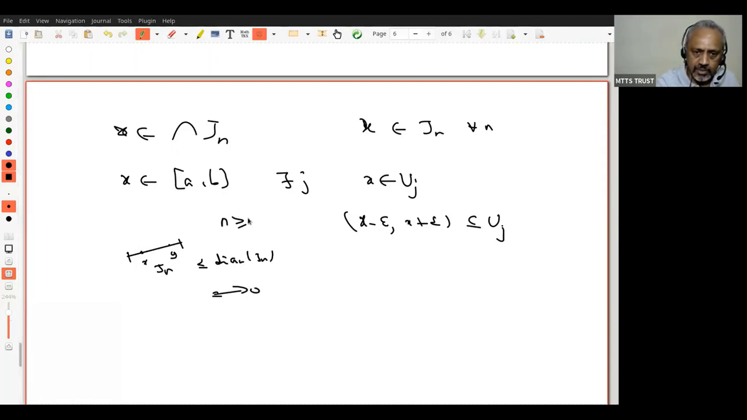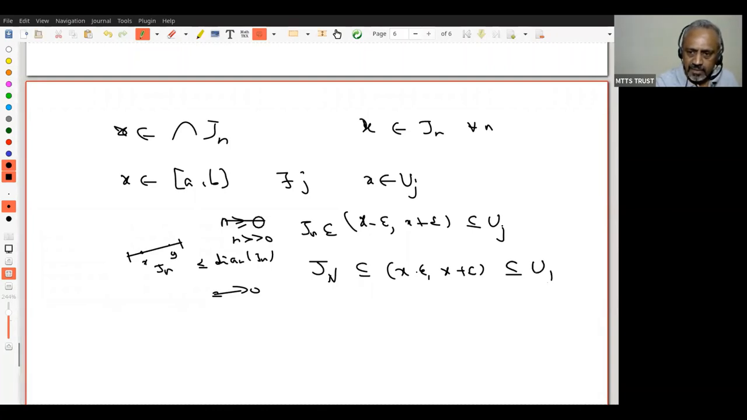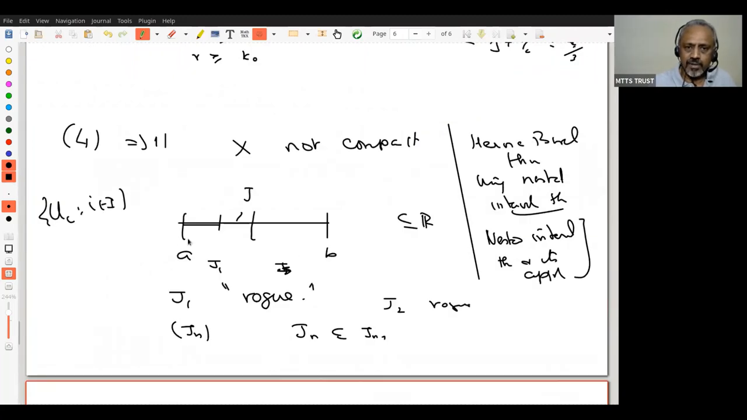Therefore, if n is very, very large, then Jn must be a subset of (x minus epsilon, x plus epsilon). So fix one such n, call it Jn, that is a subset of (x minus epsilon, x plus epsilon). What is the contradiction? This Jn is contained in Uj. That means I have found a finite subcover, namely one single open set Uj, which contains Jn. But remember, Jn is a rogue, so that cannot happen. So this contradiction shows this must be compact.